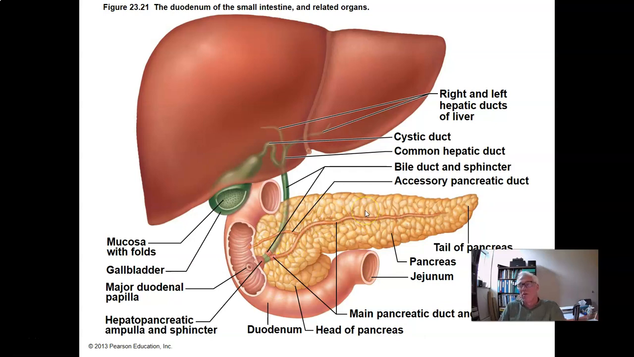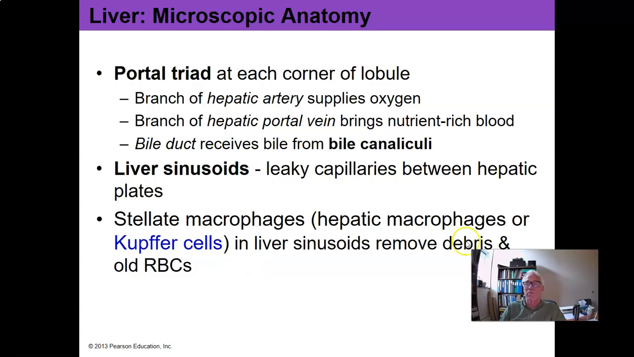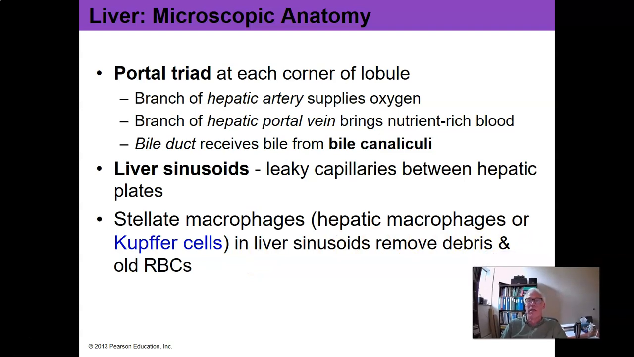The pancreas we see here also, the other accessory organ of today's section, and the pancreas produces pancreatic juice of two important compositions, two important constituencies, and it travels through this duct also into the duodenum under control of hormones. Anyway, back to the liver.